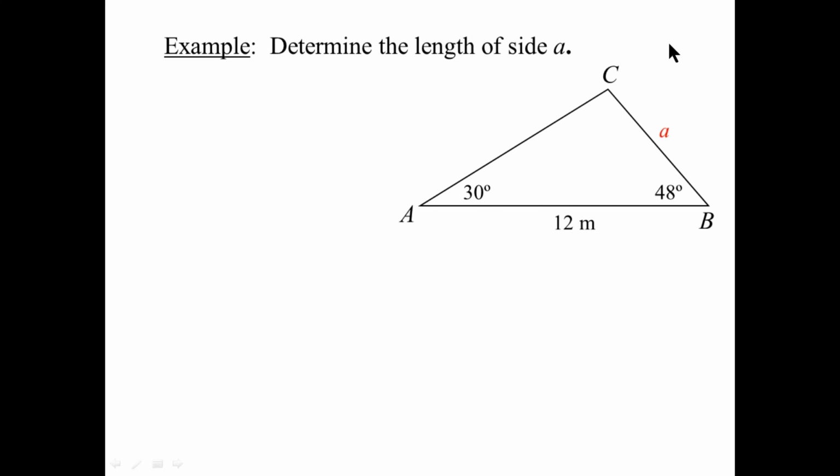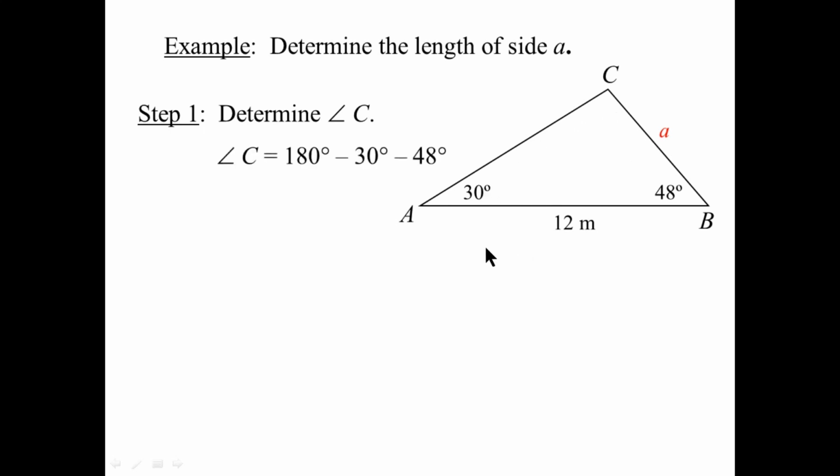Example, determine the length of side a. Use the sine law to find a side length a, the one that's across from vertex A. Well, we could start by determining angle C, because it's easy. If you have two angles in a triangle, you also have the third one, because it's 180 degrees, take away the other two, like this. Angle C is 180, subtract 30, subtract 48, which is 102 degrees. So we have angle C, it's 102 degrees.